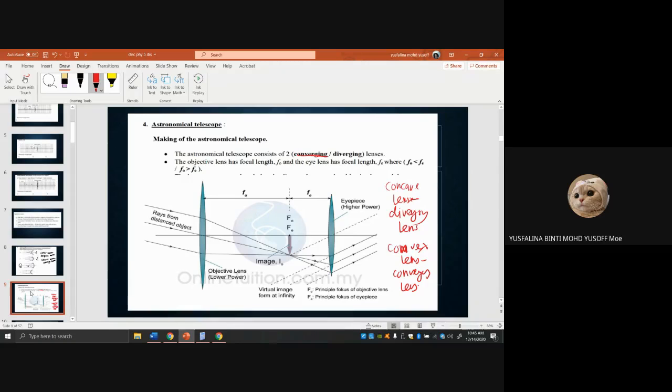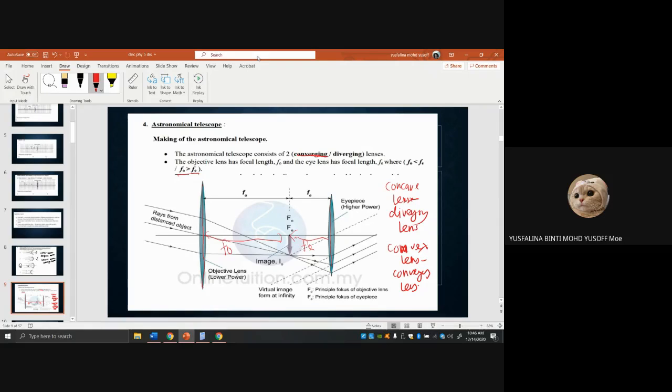So the distance between F and here is called FO, the focal length of the objective lens. O is for objective, E is for eyepiece. And then from F here to the center of the lens here, this is called FE. So the objective lens has the focal length FO and the eyepiece lens has focal length FE, where FO is bigger than FE. You can see the length of FO is bigger than FE.